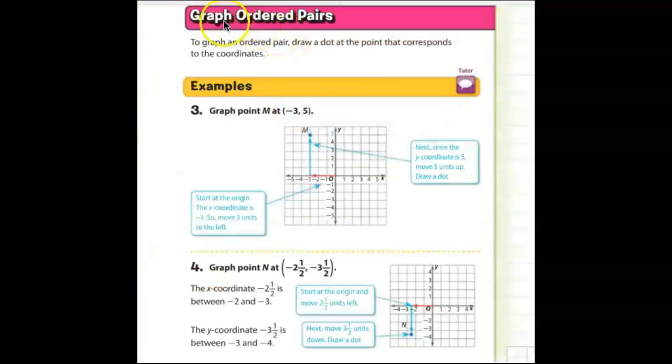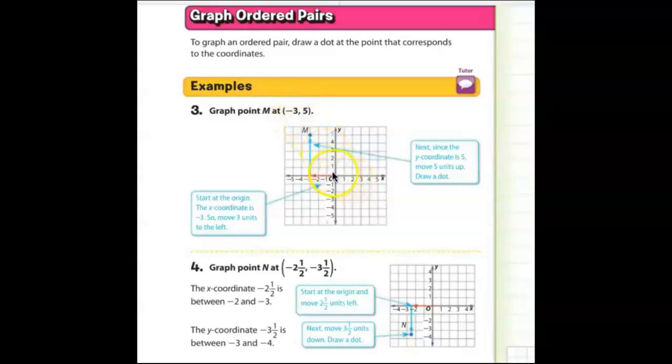Okay, now we're going to practice graphing ordered pairs. And again, this is something we've already done, but only in quadrant 1. So the only difference now is we're going to be looking at negative numbers as well and doing all 4 quadrants.